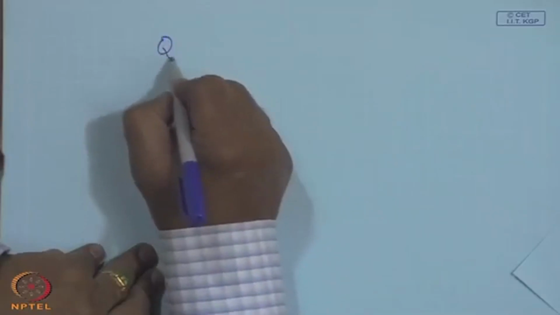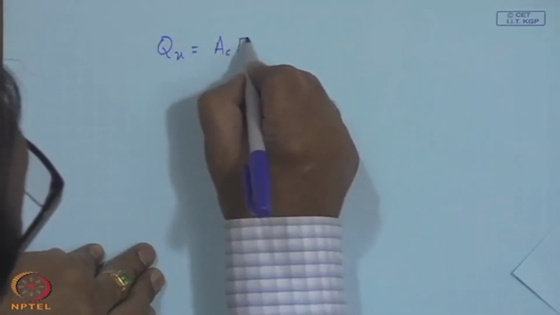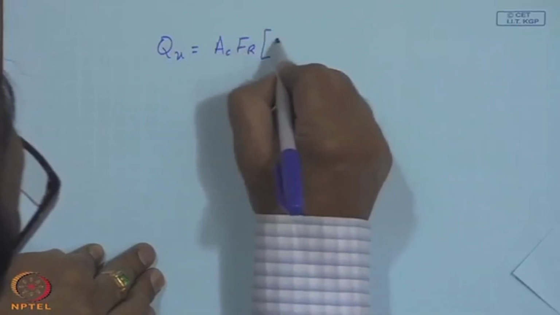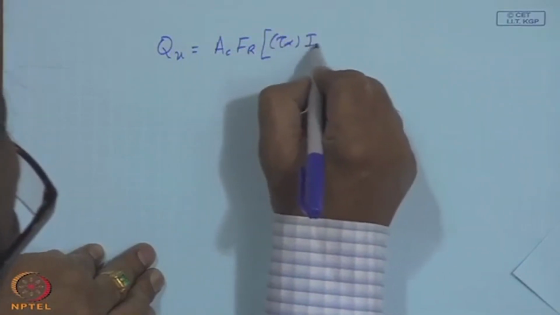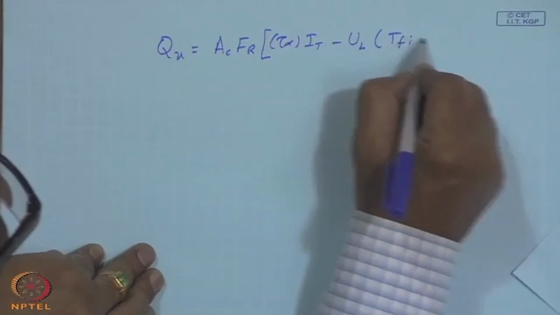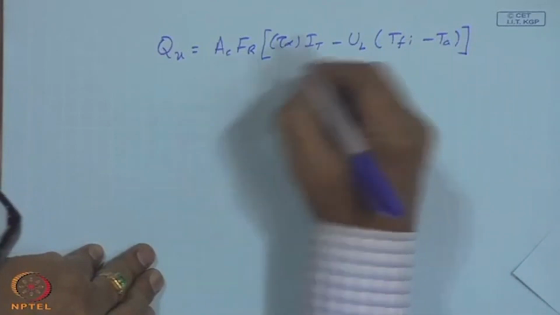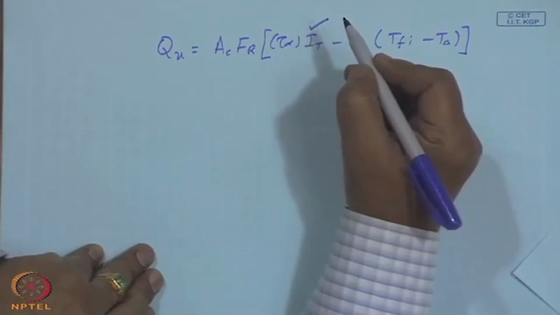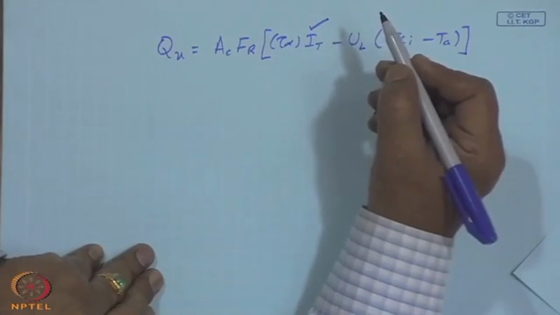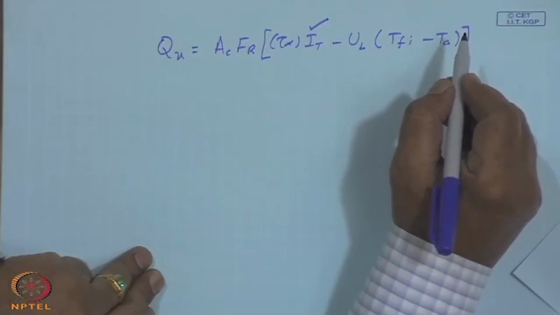So, we recall Q u equals A C, we may put F R, tau alpha times I t minus U L into T f i minus T A. So, we know methods to calculate I t for an hour or a day or a monthly average day, though we may not be able to sum it for other reasons which will come at a little advanced stage.